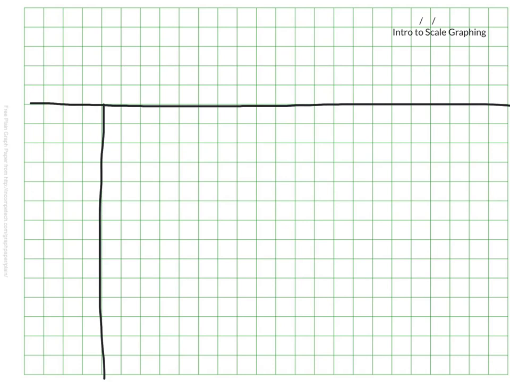This video is going to cover the topic of Introduction to Scale Graphing. Be sure the date and topic are at the top of your page. The essential question to guide the video will be, how do we use algebraic rules to change the size of an image on a graph?